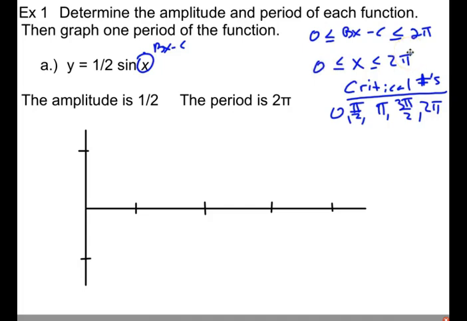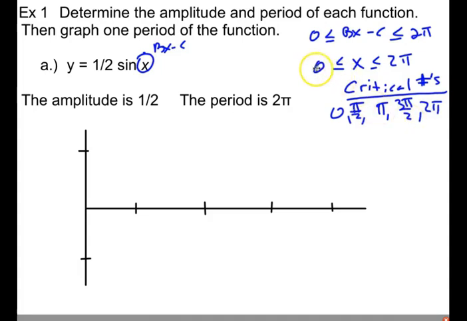Now remember, I have to have 5 critical values. I'm going to have an endpoint at 0 and an endpoint at 2 pi, because it's not shifting left or right. And then the midpoint between 0 and 2 pi is just pi, the midpoint between 0 and pi is pi over 2, and the midpoint between pi and 2 pi is 3 pi over 2. That's one way to look at it.